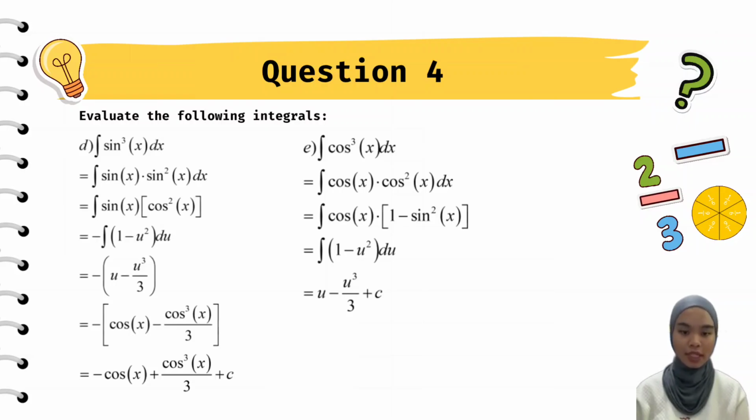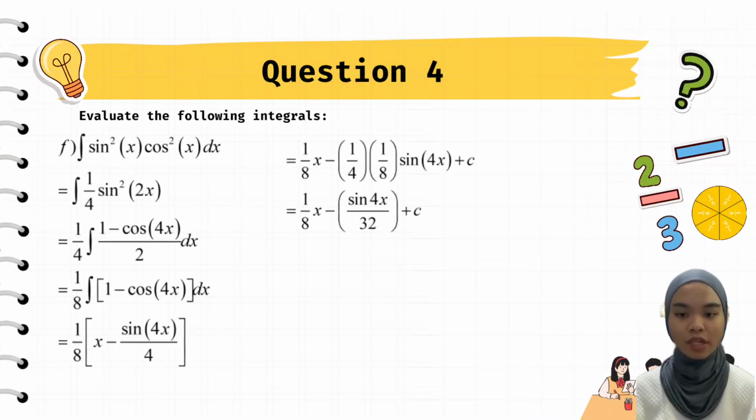So the question for E, integrate cos^3(x) dx, we can separate it as integrate cos x times cos^2(x) dx. And then we get integral of (1 - u^2) du. And we can get u - u^3/3 + c. And the final answer is sin x - sin^3(x)/3 + c.